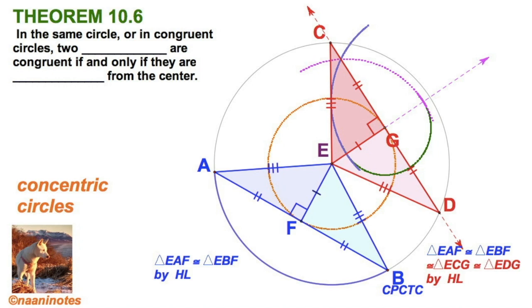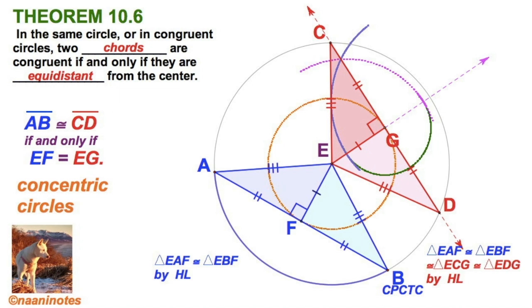Now that's pretty cool. So fill in the blanks. And right there on your Theorem 10.6, 2 chords are congruent if and only if they are equidistant from the center of the circle. So there you have it. The chord AB is congruent to the chord CD, and that's because EF and EG are congruent, those being the perpendicular distances from the center. Congratulations.